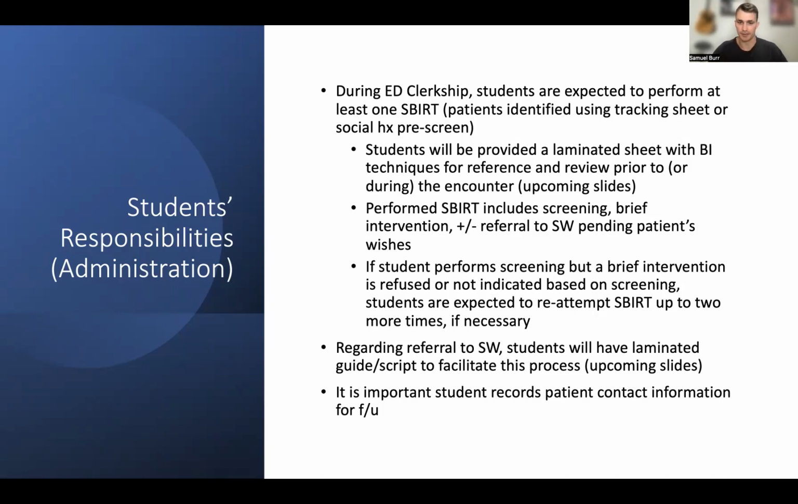And those are included in the upcoming slides. And just for our purposes for follow-up, we'll remind students to remember the patient's name, MRN, and contact information, so that for follow-up calls, we can get a hold of them if it's possible.